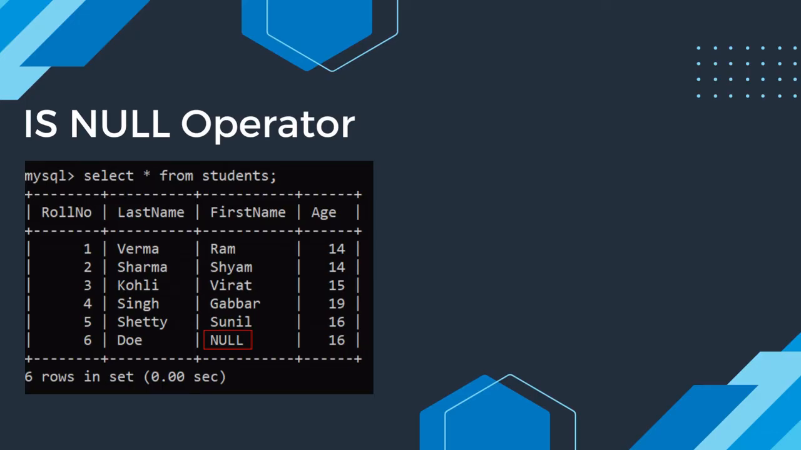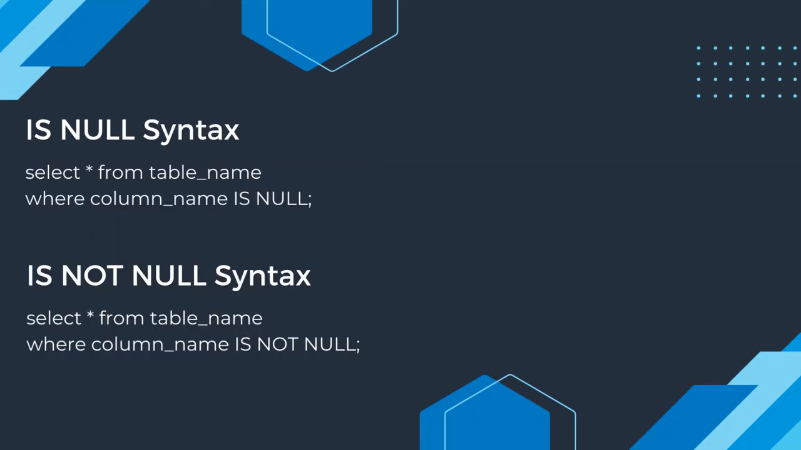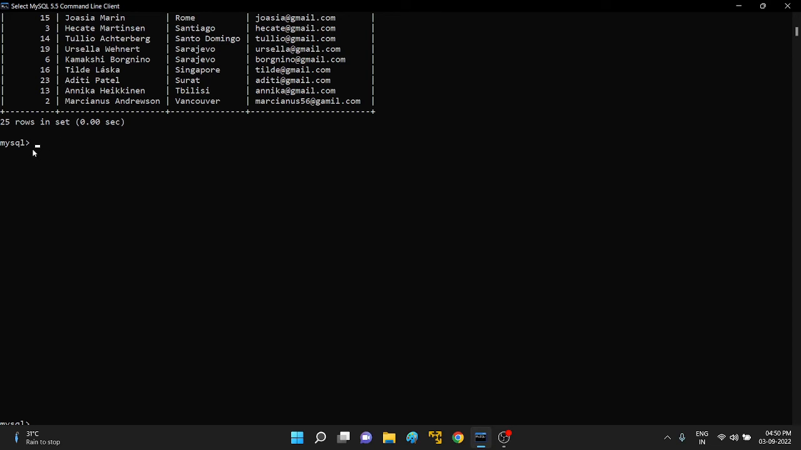Now, we will see is null operator. Keep in mind that a field with no value means it is null. So in the tables we can have records with null values. It is difficult to perform operations on null values. So we can use is null and is not null operators to see if the field contains any value or not. The first command will be select asterisk from members where name is null.